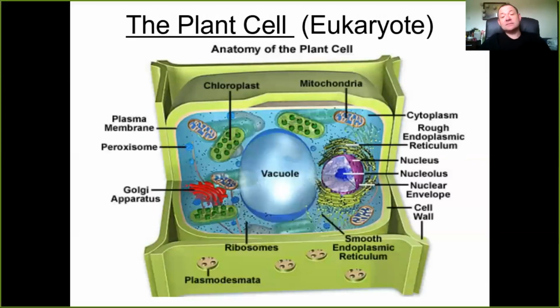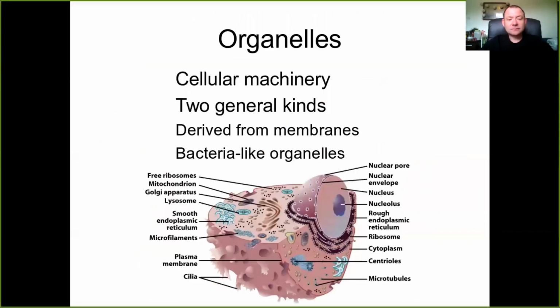A plant cell has all the same structures as an animal cell and a couple of extra ones. For example, the chloroplast here, which allows the plant cell to turn sunlight into energy. And also a solid cell wall and plasmodesmata to allow one plant cell to connect to the next. Organelles, they have a cellular machinery.